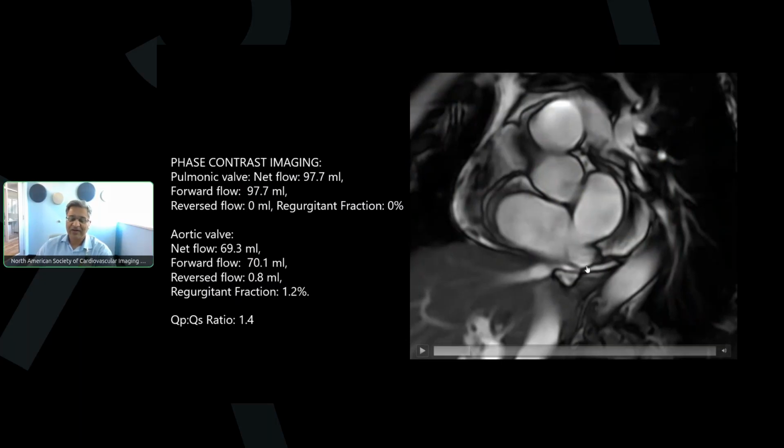But the key finding over here is there is also an associated secundum atrial septal defect, which was not well seen on the transthoracic or transesophageal echocardiography. And MR had this additional advantage of identifying that for them.